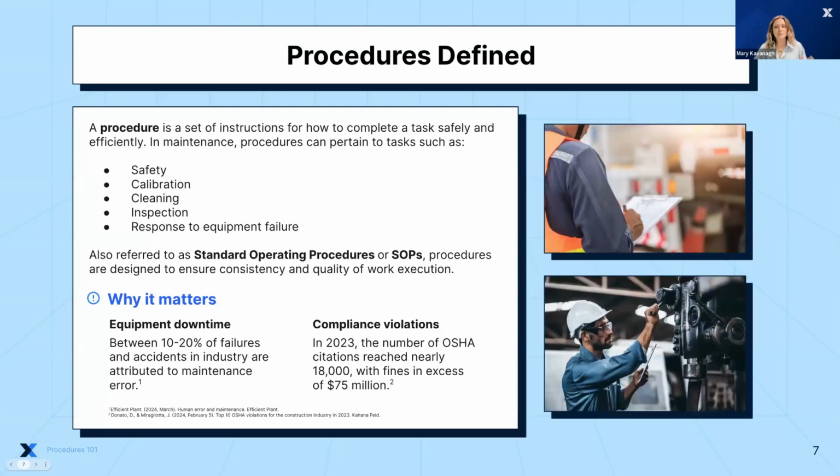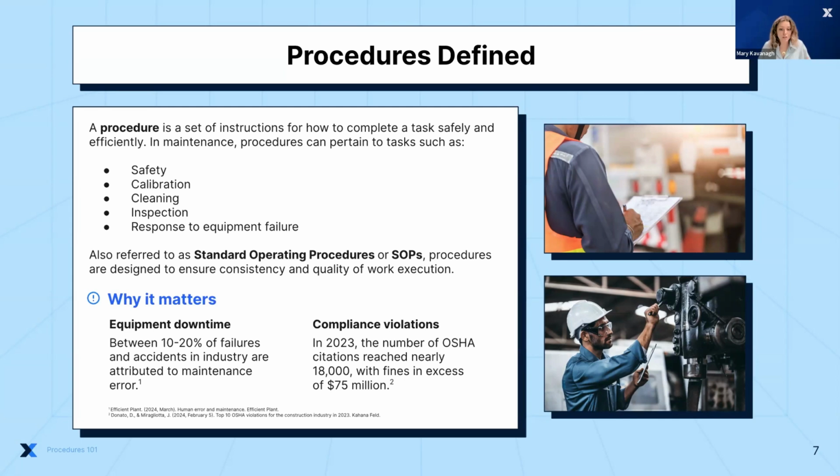So firstly, let's define a procedure. A procedure is a set of instructions for how to complete a task safely and efficiently. In maintenance, procedures can pertain to tasks such as safety, calibration, cleaning, inspections, or even responses to equipment failure. They're also referred to as standard operating procedures, or SOPs. They're designed to ensure consistency and quality of work execution.